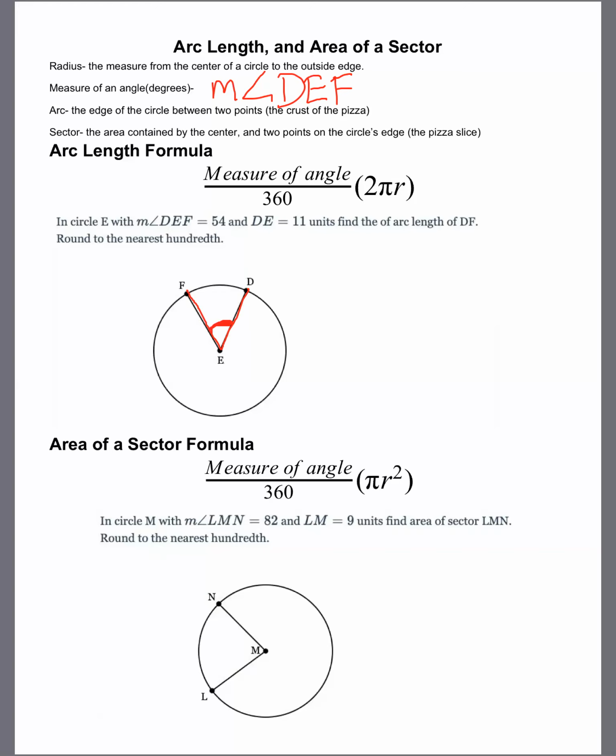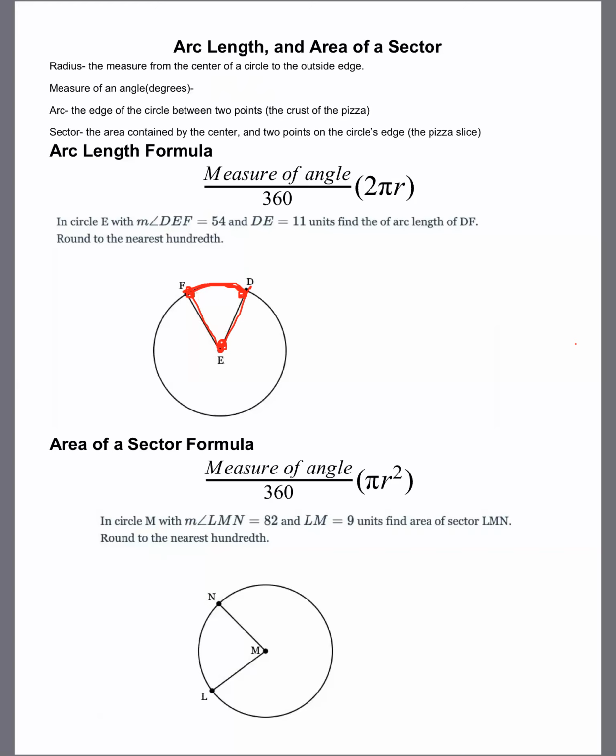And then an arc is on the edge of the circle between 2 points. I say to think of it like the crust. So that right there is the crust of the pizza, right? That's the arc. And then the sector is the area contained by the center and the 2 points. So that would be this. Good?